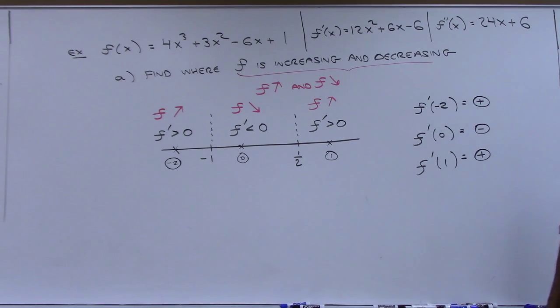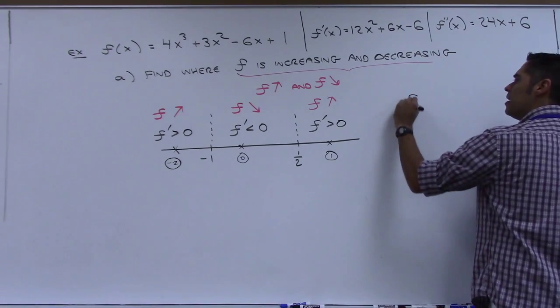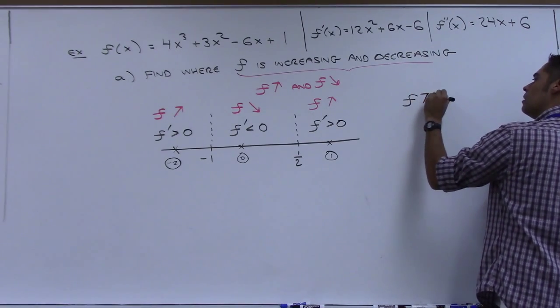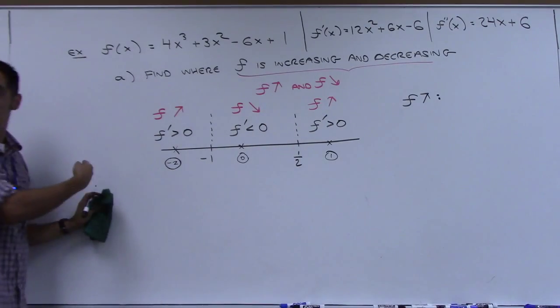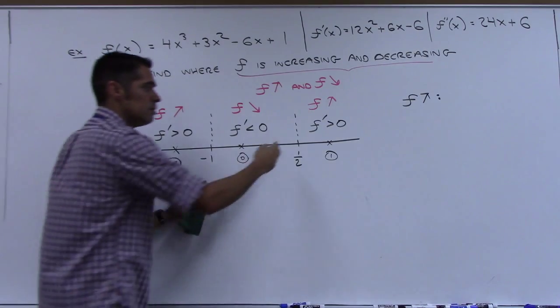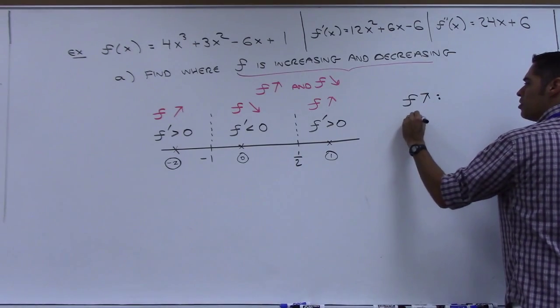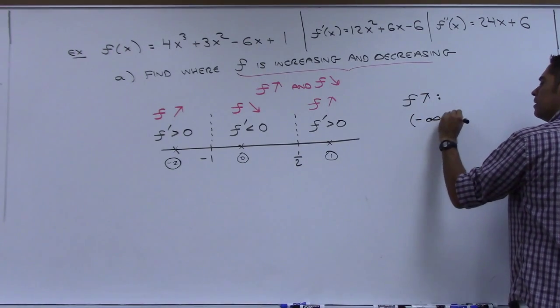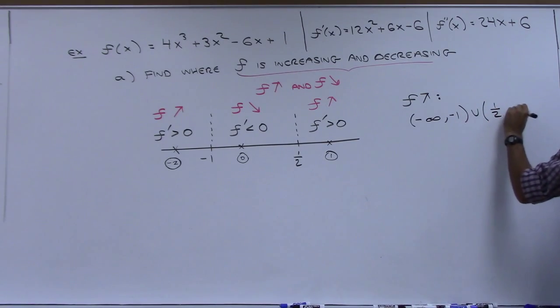So for part A, it asks where the function was increasing and decreasing. Can you tell from there? Okay, here's my answer. F is increasing, colon, where? To the left of -1 and to the right of 1/2. And how do we write that? Interval notation. Negative infinity to -1, union, 1/2 to infinity.